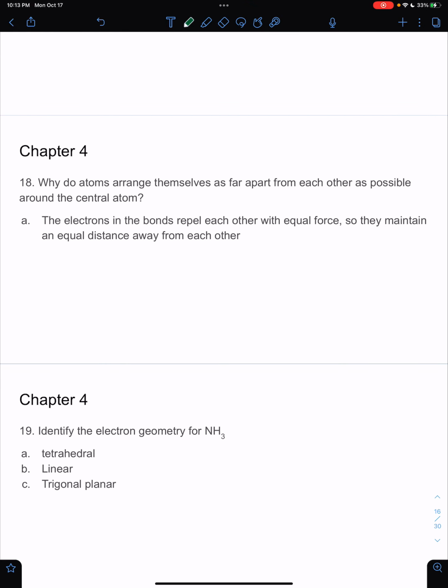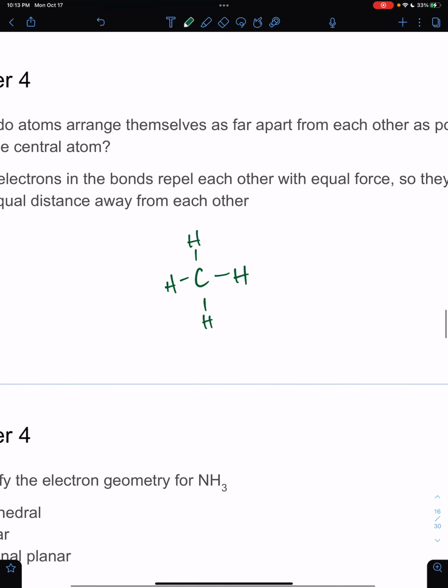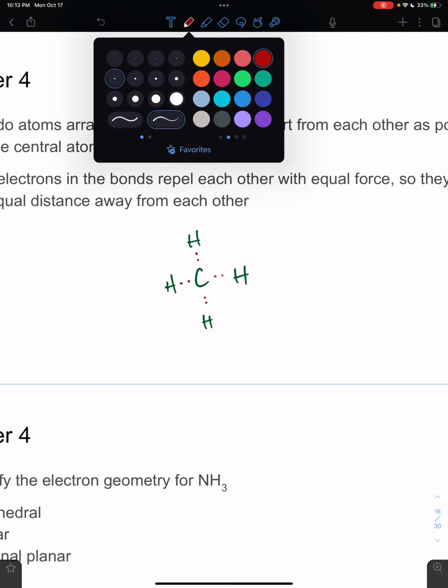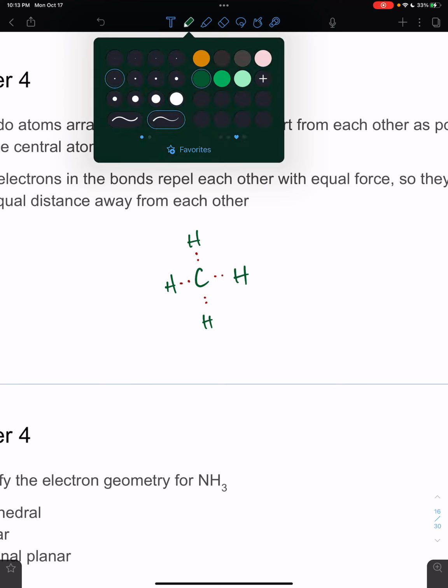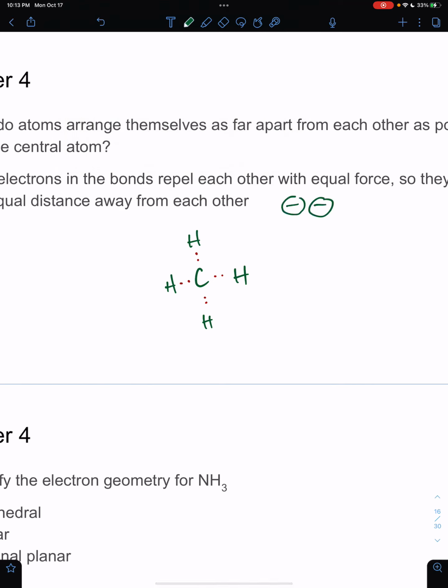So the next question says, why do atoms arrange themselves as far apart from each other as possible around the central atom? So the answer to this one is just that the electrons in the bonds repel each other, all with equal force. So if we have an example like methane, there are 2 electrons in each bond here. Let me draw that more clearly. There's 2 electrons in each bond. They are all negative. They all have a negative charge. So these negative charges will repel each other.